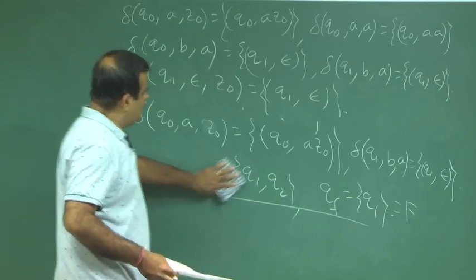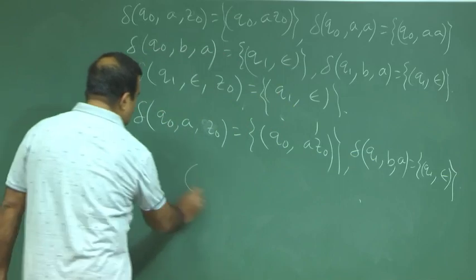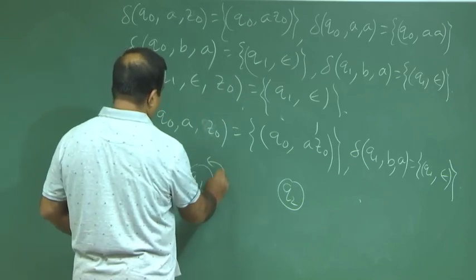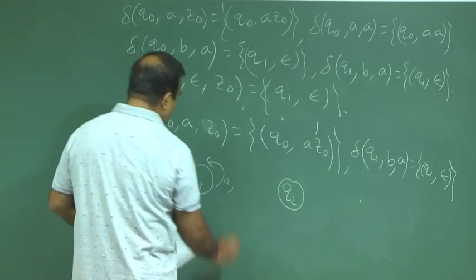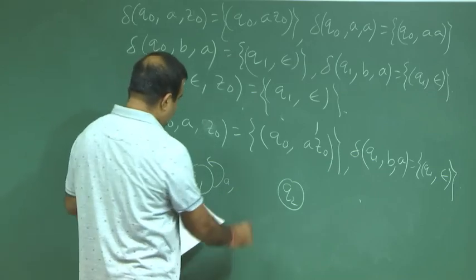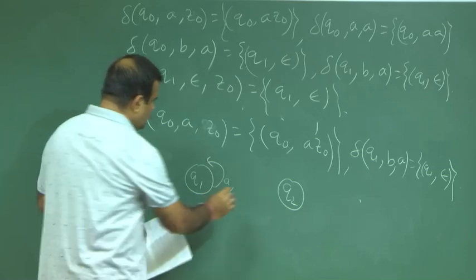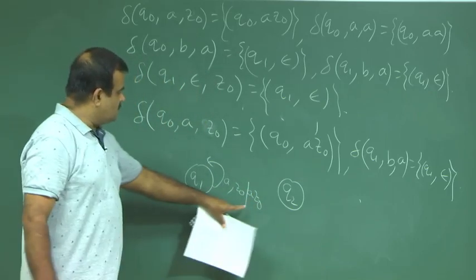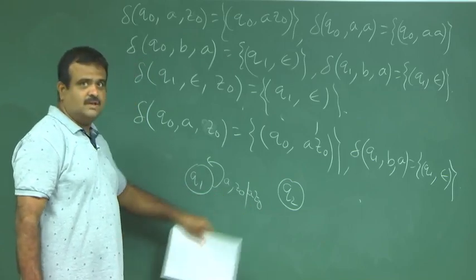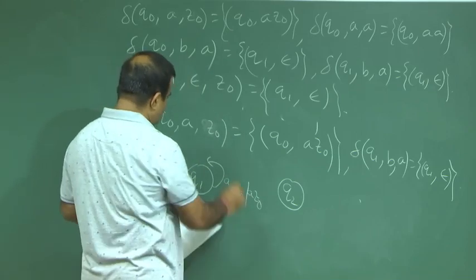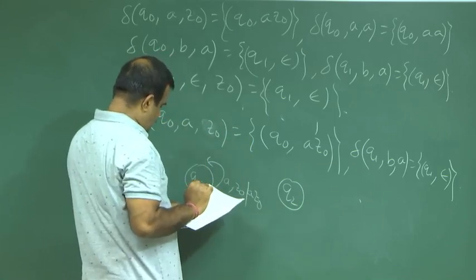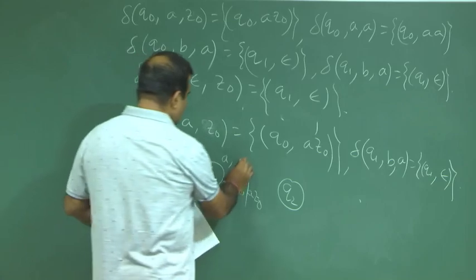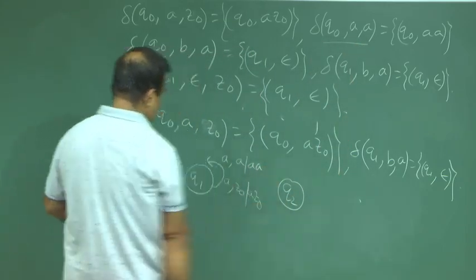Okay. So, let me draw the diagram for this. We have two states, q1 and q2. Now, from q1 if we see a, and the stack symbol is Z0, then it will go to q1 and the stack will be A Z0. This is the string which will replace the stack symbol. And again, we have three options. If it is a and the stack symbol is A, it will be replaced by A A like this.